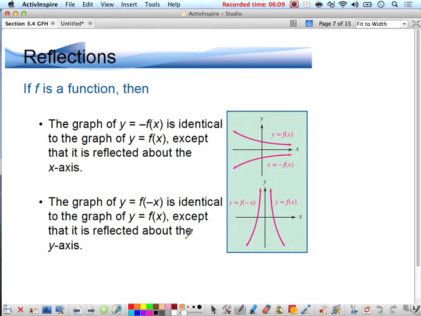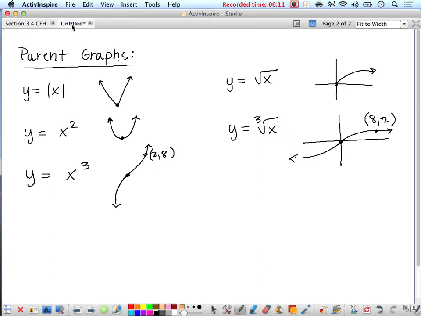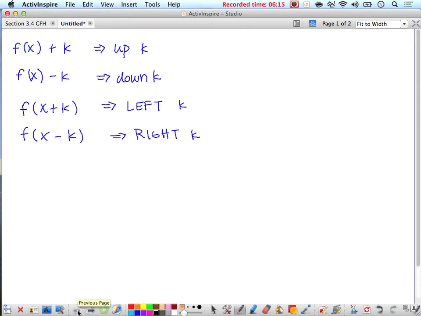So let's go add that over here to our list of things. So we have our horizontal and vertical translations already listed up there. Now let's add our reflections. If I put a negative in front, we said that is called an x-axis reflection. And a reflection is sort of like a flip. So it flips it about the x-axis.